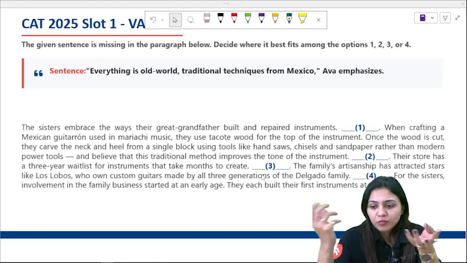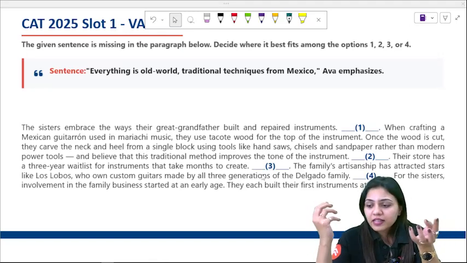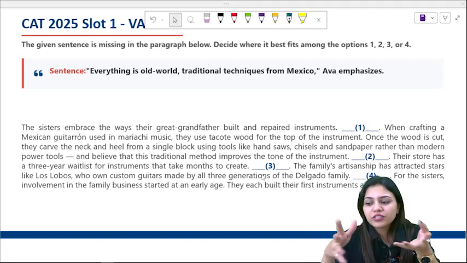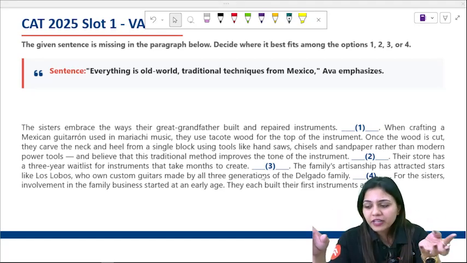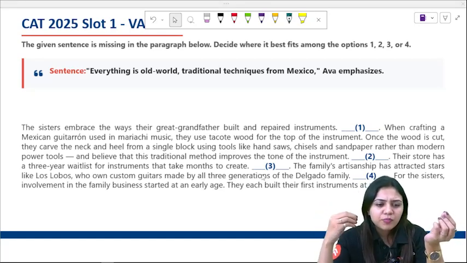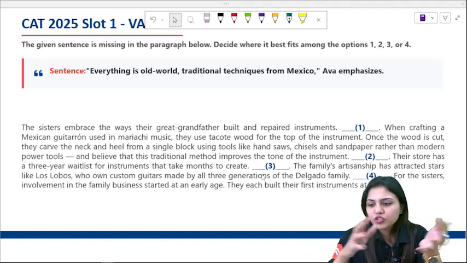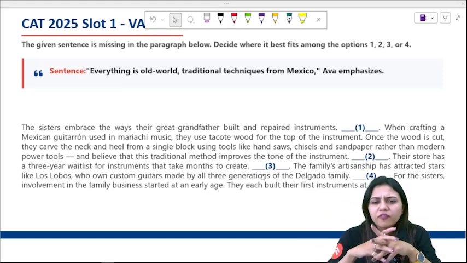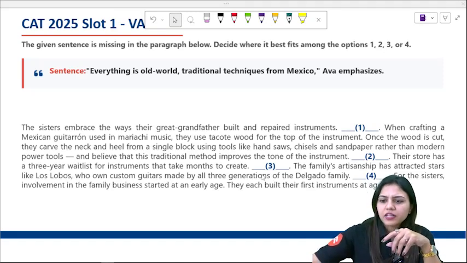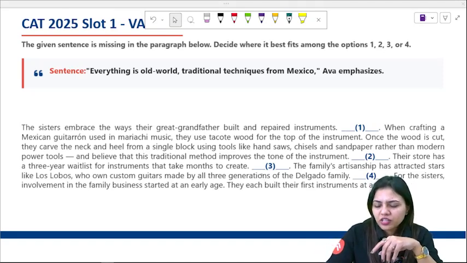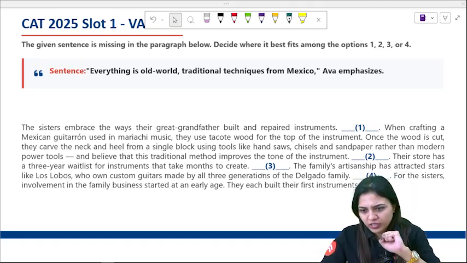People like Los Lobos, and then there is the Delgado family, who own custom guitars made by all three generations of the Delgado family. So that means it is a very popular product in a way. And then we see the backstory, which is the early involvement. And where do you think this particular statement actually fits in this particular context?